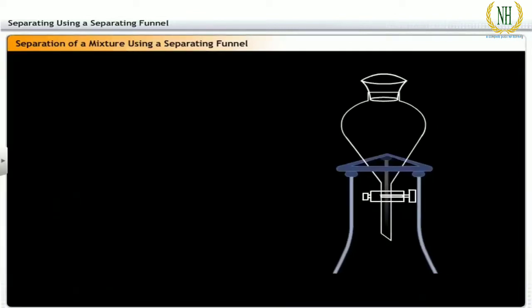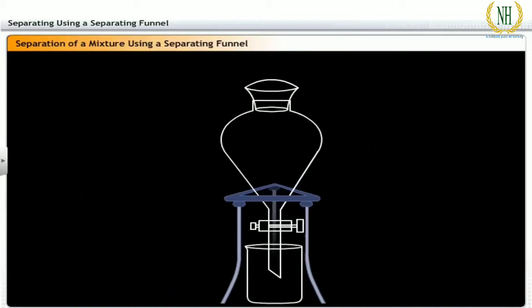A separating funnel is a special type of glass funnel which has a stopcock in its stem to regulate the flow of liquid. To separate a mixture of oil and water, follow these steps.